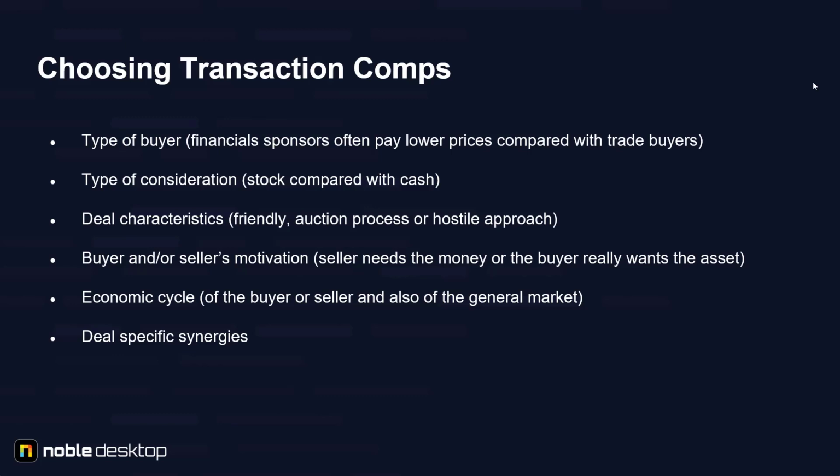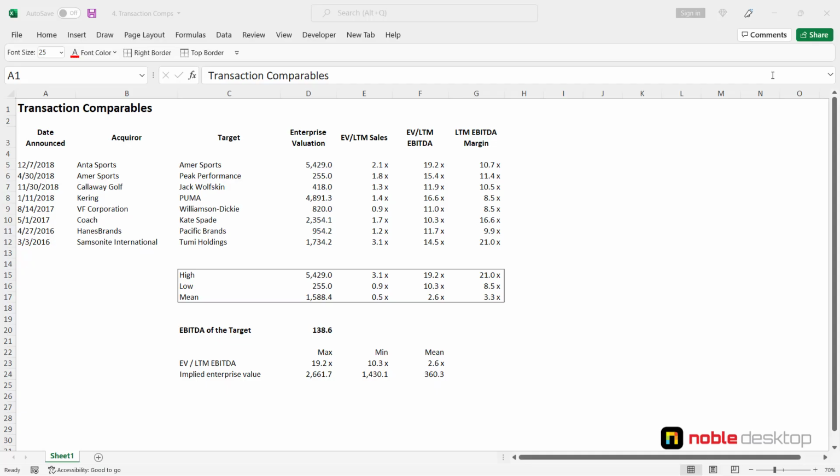Financial sponsors often pay lower prices compared with trade buyers. Type of consideration, stock compared with cash. Deal characteristics, friendly auction process or hostile approach. Buyer and/or seller's motivation: seller needs the money or the buyer really wants the asset. Economic cycle of the buyer or seller and also of the general market. And deal-specific synergies. Here's a transaction comparables model, which is very similar to trading comps we've built with you.